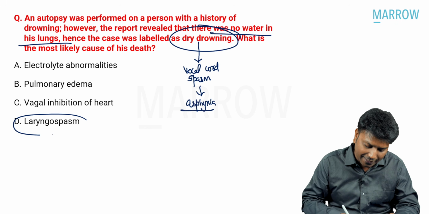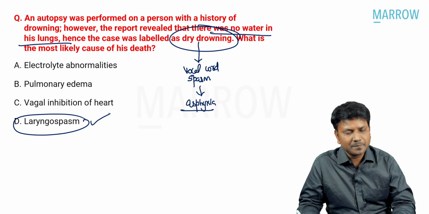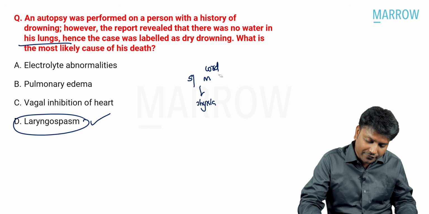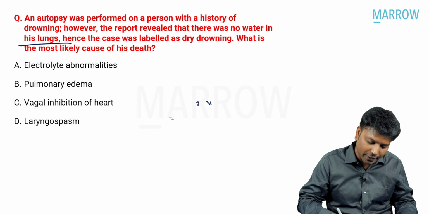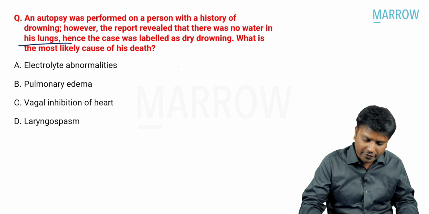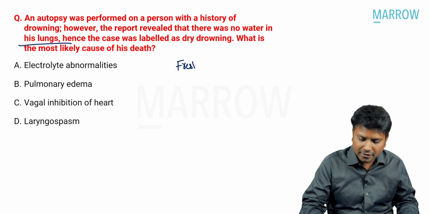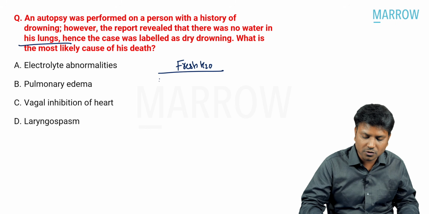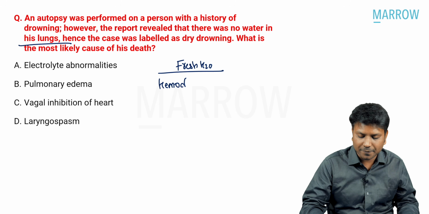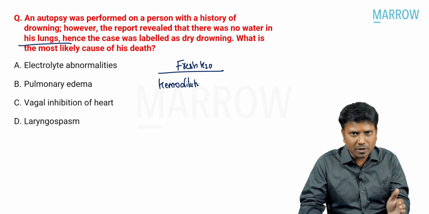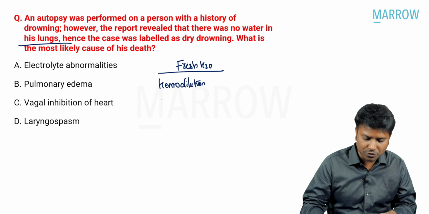Your answer should be laryngospasm if it is dry drowning. In case the person suffers from freshwater drowning, remember, in this condition the person will have what is called hemodilution, because water movement will be from the alveolus into the blood. So hemodilution will be there.